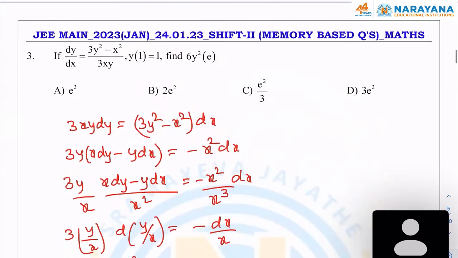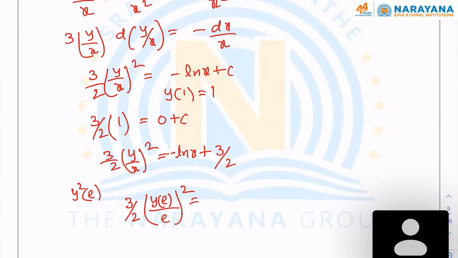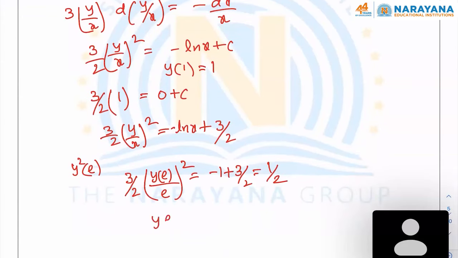Now they are asking y square e. Okay, y square e they are asking. So in place of x, I have to substitute e. 3 by 2 into (y of e by e) whole square is equal to minus ln e, which is minus 1, plus 3 by 2, which is equal to half. So y of e whole square is equal to 1 by 3. The 2s here get cancelled out.